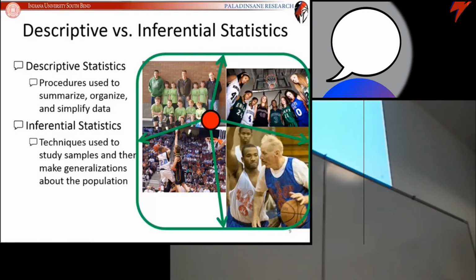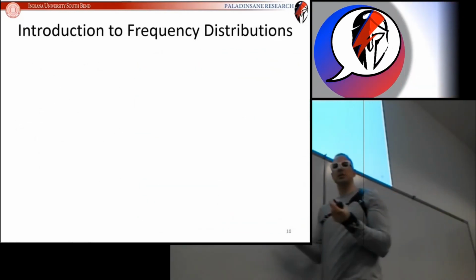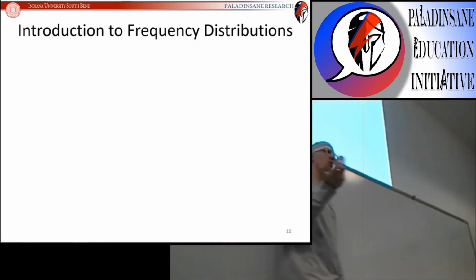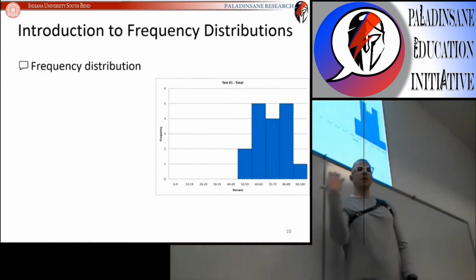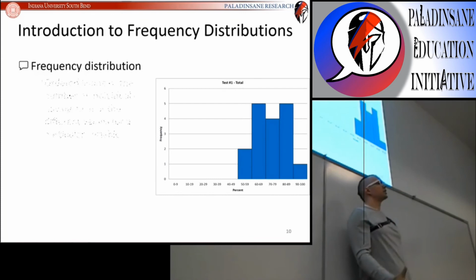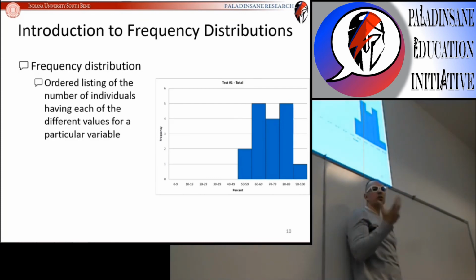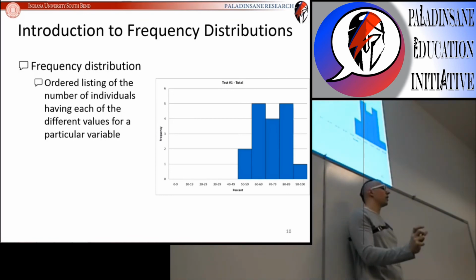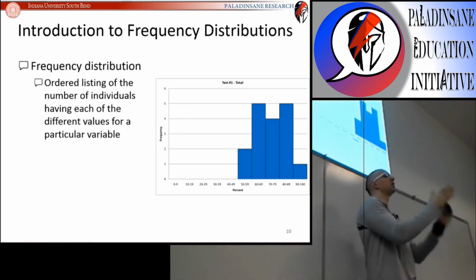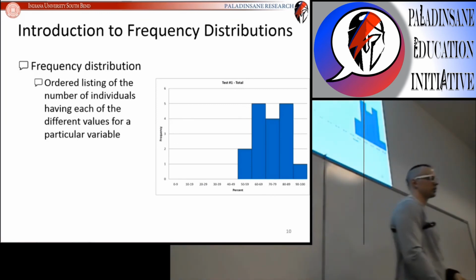All right, so one of the first descriptive statistic techniques we're going to use is the idea of the frequency distribution. And what a frequency distribution is, we have a picture of one right here. It is an ordering of your data in a specific way. It's an ordered listing of how many individuals achieve a particular score. So in a variable that you're measuring, how many individuals achieved each score on that particular variable. You put it in order, that's a frequency distribution.